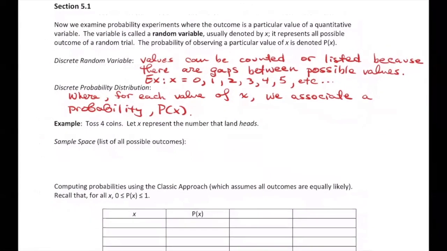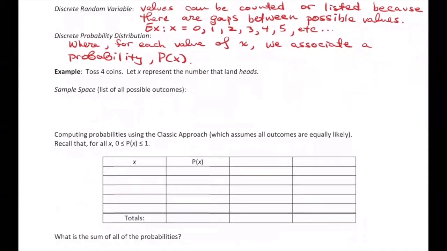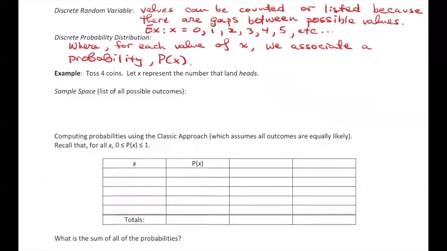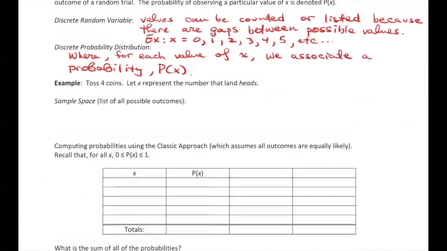Okay, and you can see down below on the handout that there's a table with a bunch of different values for X, and then I'm going to figure out the probabilities for every outcome. There are a couple other columns that we'll fill in later, but we're just going to build a probability distribution. So for the example, when you toss 4 coins, we're going to let X represent the number of coins that land heads.